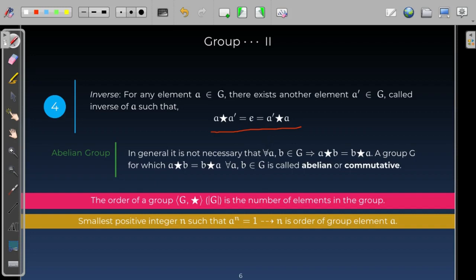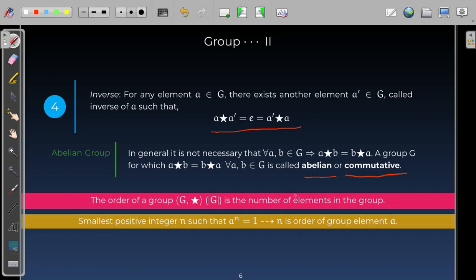Now, a group doesn't need to satisfy the commutative law, but if it does satisfy the commutative law, then the group is called an abelian or commutative group. So an abelian group is a group in which if you change the order, if you change A and B, if you change their places, it doesn't make any difference. So they are kind of symmetric.